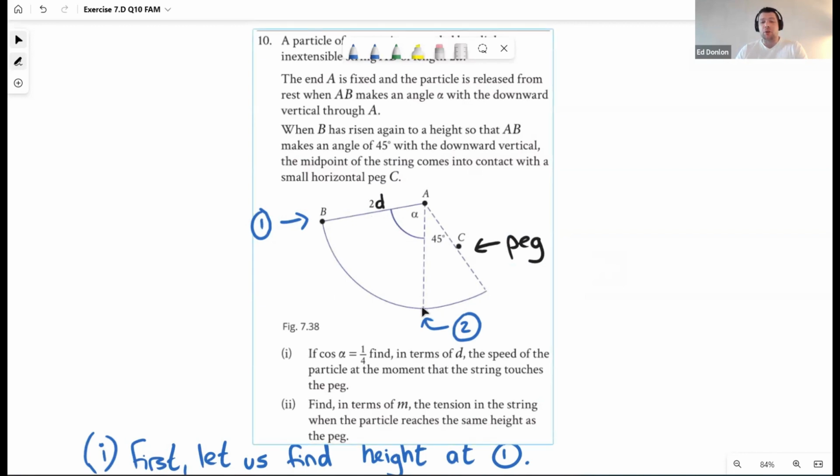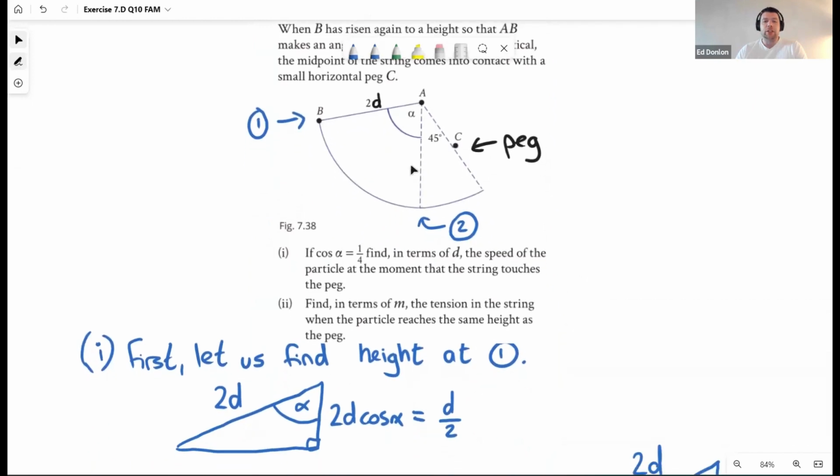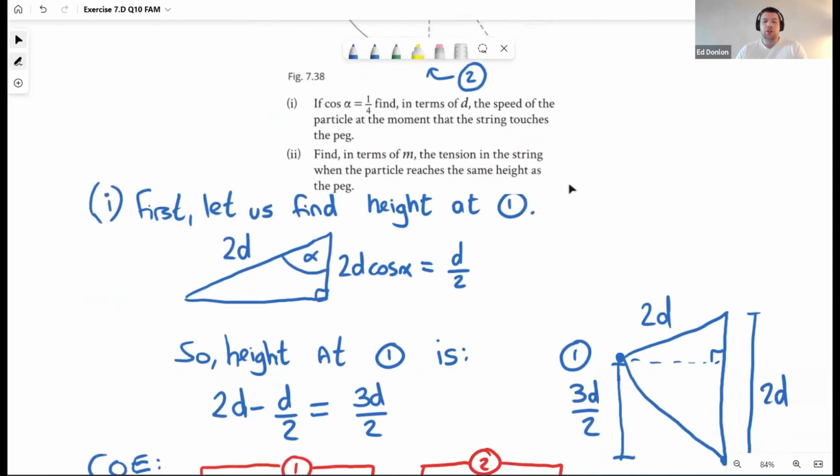Our second position is this point down here, directly below A. This is going to be position 2. The nice thing about that is that our height is going to be 0 at that point. That's the very bottom of the motion, and that'll make things nice for our conservation of energy. Obviously, when we're looking at position B, we want to find what height B at position 1 is above position 2.